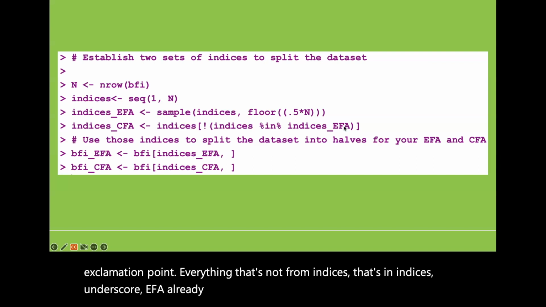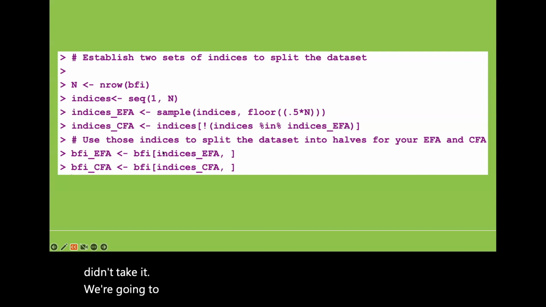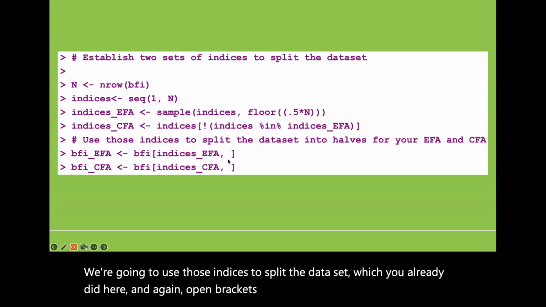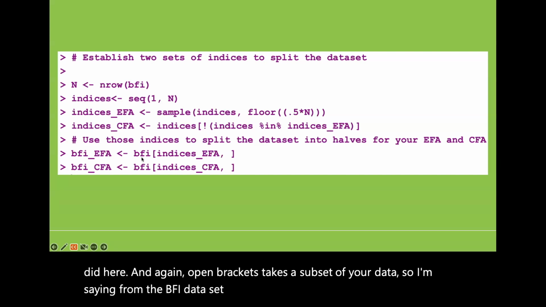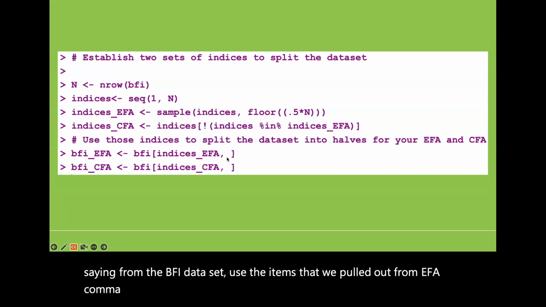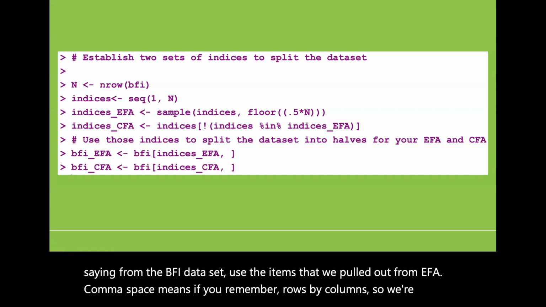In other words, the rest of the items that we didn't take yet. We're going to use those indices to split the data set, which you already did here. And again, open brackets takes a subset of your data. So I'm saying from the BFI data set, use the items that we pulled out from EFA. Comma space means, if you remember, rows by columns. So we're calling on those rows, we're calling on the people.